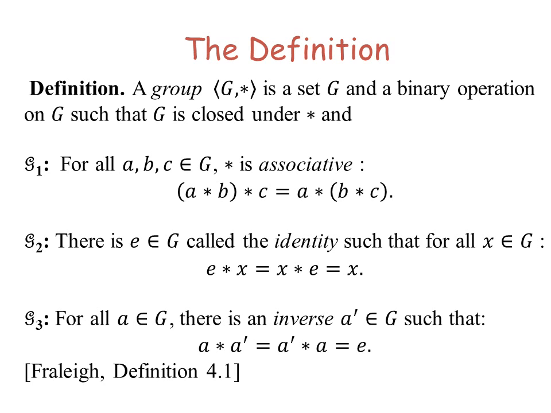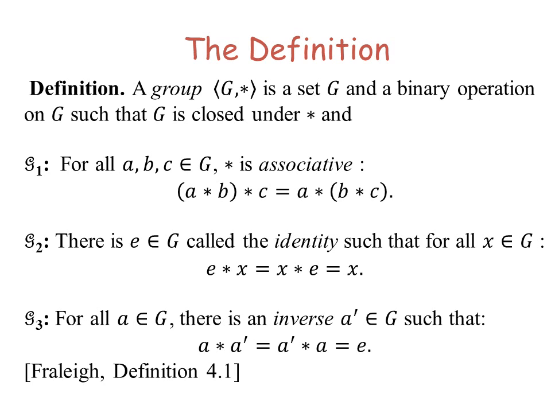G2. We require the existence of an identity element of a group. That is, an element E in G such that for all X in G we have E star X equals X star E equals X. The identity element under addition is 0 and the identity element under multiplication is 1.